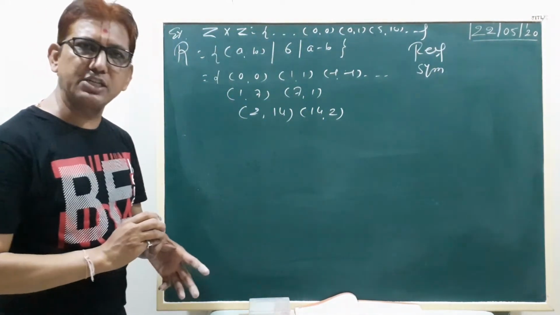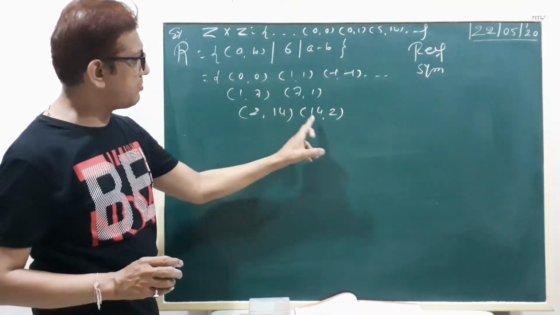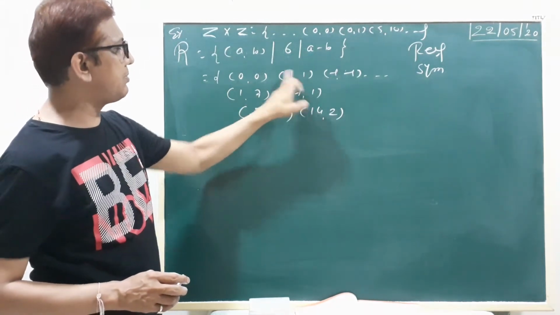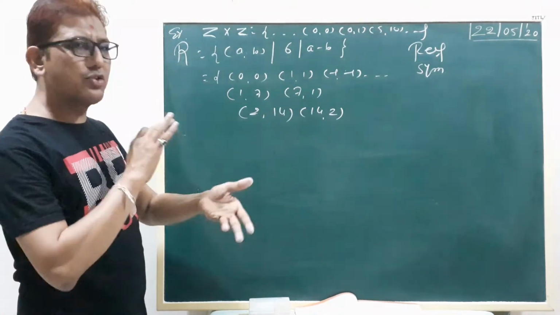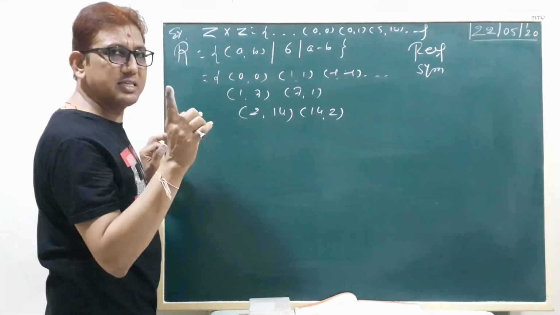Symmetric is also satisfied. Clear? Because A relation B, B relation A. Here change the order: A relation B, B relation A. Likewise 0, 0 change the order 0, 0. 1, 1 change the order 1, 1. Okay? Now we check the transitivity property.